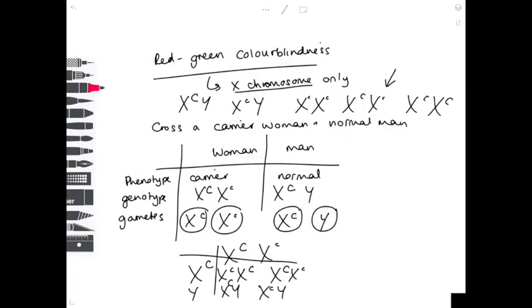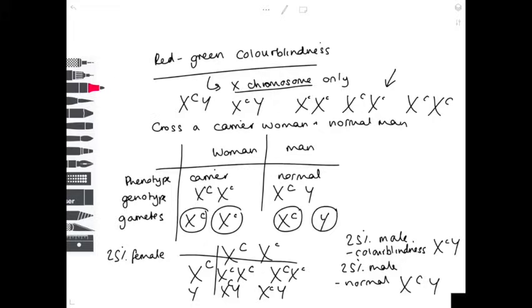So let's write them out. 25% of the offspring will be male and have colour blindness. And that's due to their combination of alleles, which is X, small c, Y. 25% will be male and they'll be normal because they have X, big C, Y. 25% will be female and they'll be normal.